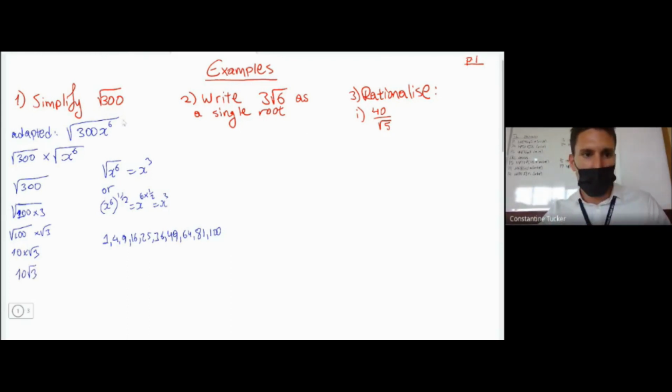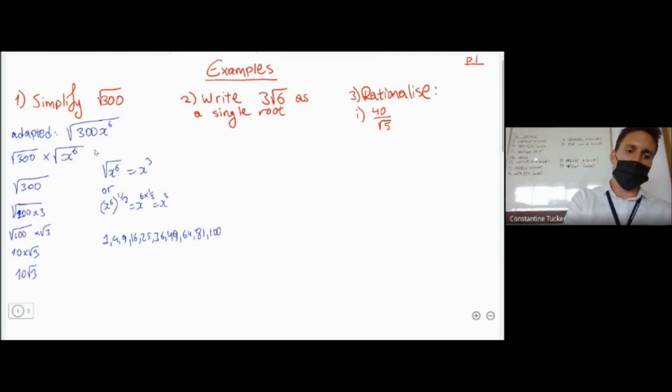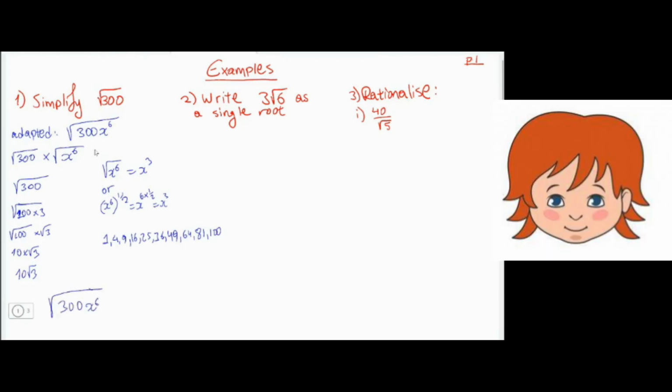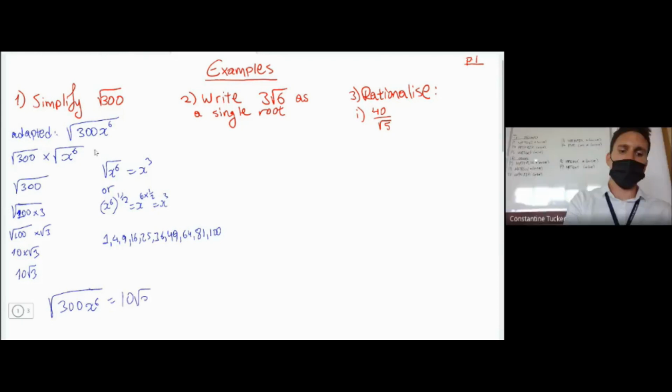So what would be the final answer to the square root of 300 times x to the power of 6? Well, it would be 10 root 3 times x cubed. Exactly, nicely done. We just put the two results together. So 10 root 3 times x cubed. Okay, so this is pretty much the answer to the first question.